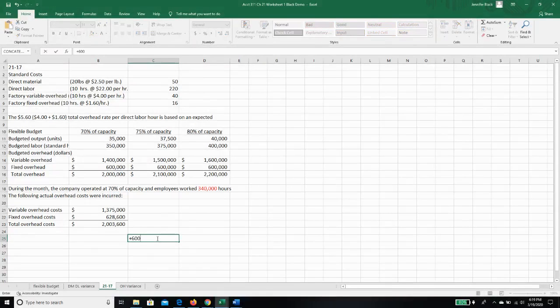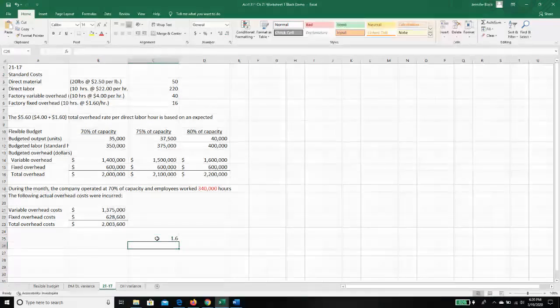Plus 600,000 is how much we thought fixed overhead was going to be, and we would have made 37,500 units or spent 375 direct labor hours if we had been working at our 75% capacity. And that would have given us our 1.6.